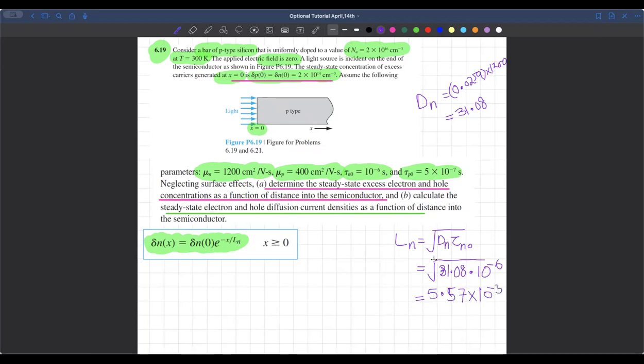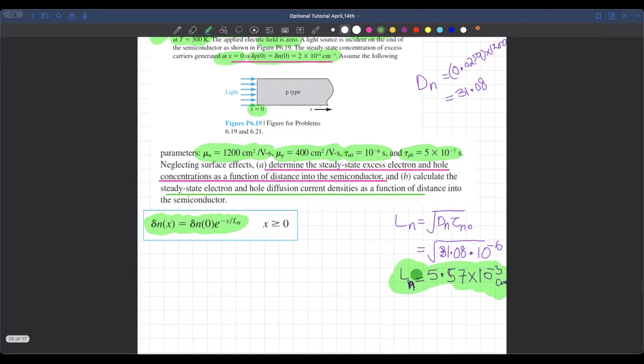Okay. That is going to be in centimeters, of course. So we are using all the values, length in centimeters. So this will be in centimeters. You can always check, okay? Ln, diffusion length for the minority carriers, okay? We have the p-type here. Had it been n-type, we would have solved for Lp, okay? If this is n-type. So again, make sure you understand those things.